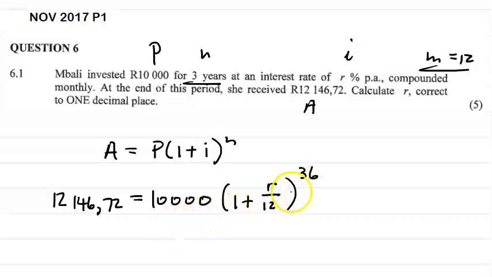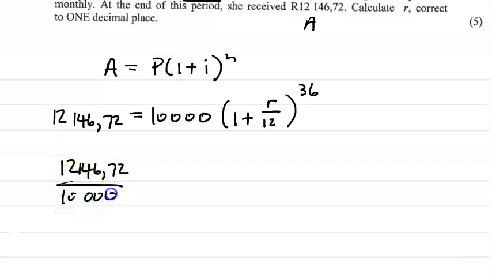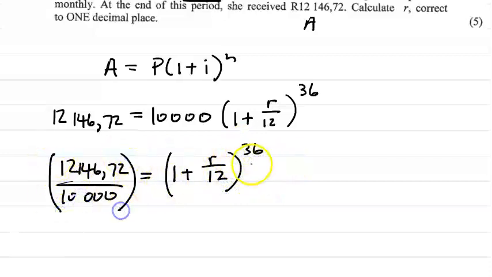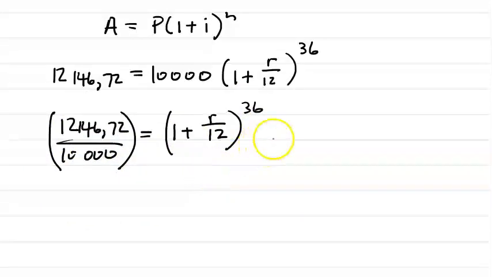So therefore we can now solve for R. So let's solve for R. So we're going to get 12,146 Rand and 72 cents over 10,000 Rand equals 1 plus R over 12 to the 36. Now when you come to this point, what you want to do is take the 36th root of both sides of your formula so that you can cancel this 36.